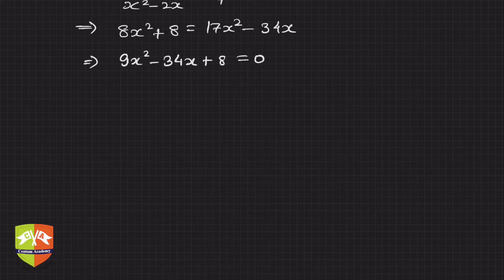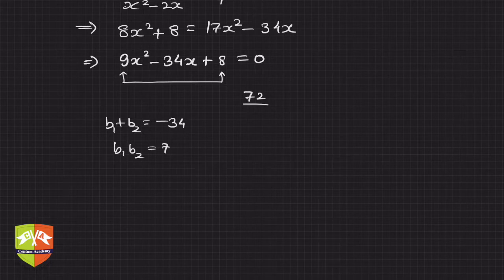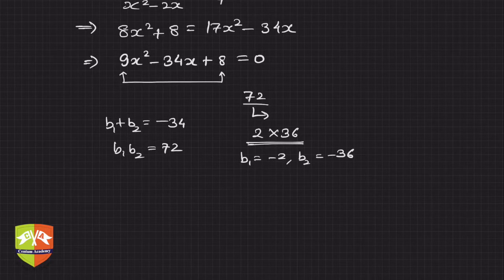Now, again, what do you need to do? You can split the middle term. If you multiply 9 and 8, you will get 72, and minus 34 has to be broken down into b1 and b2 such that b1 times b2 is 72. Factorize this: it is nothing but 2 into 36. I'm sorry, this will not be plus 8 here, it will be minus 8. A small error in my calculation. So it is 9x² − 34x − 8 equals 0, and now it becomes easier. So b1 is 2 and b2 is minus 36.